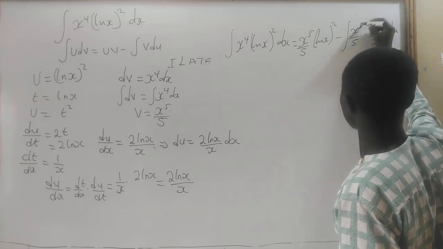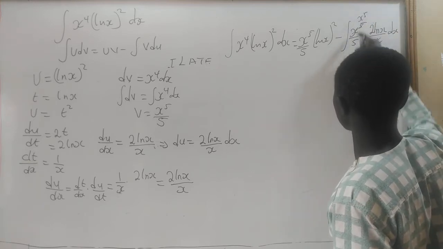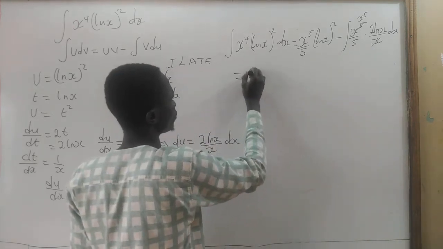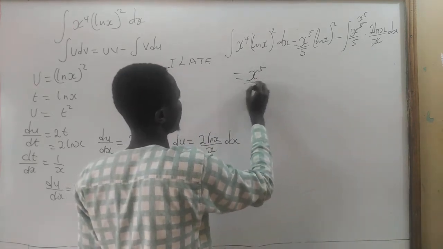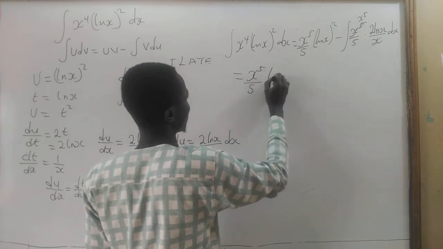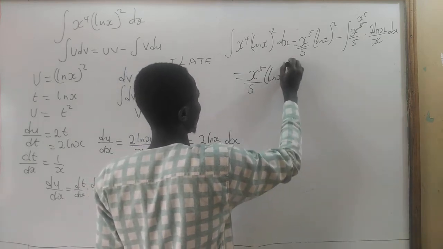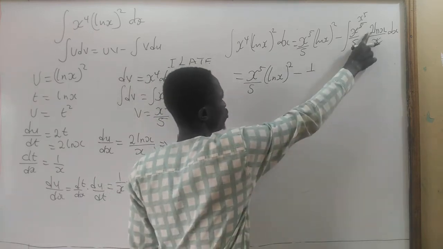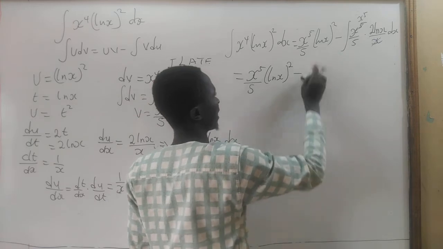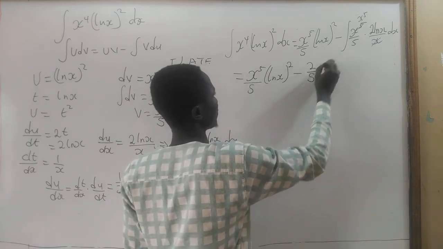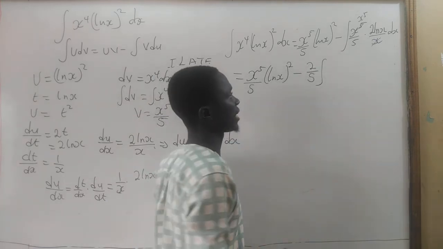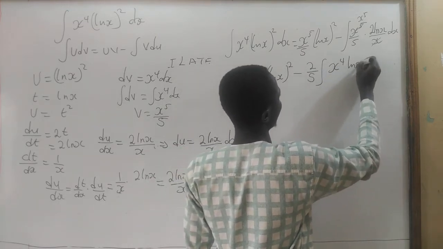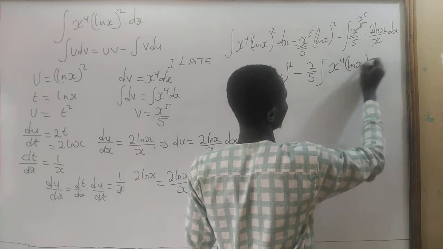So this will cancel this, and you have x to the power 4, and you can factorize 1 over 5 out. So we are going to get this to be equal to x to the power 5 divided by 5 times natural log of x to the power 2, minus 1 divided by 5 times 2, so 2 divided by 5, times the integral of x to the power 4 times natural log of x dx.